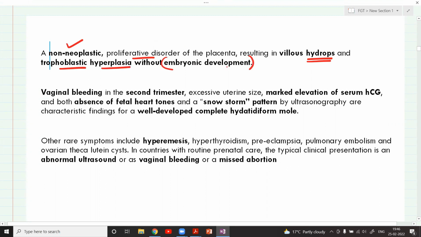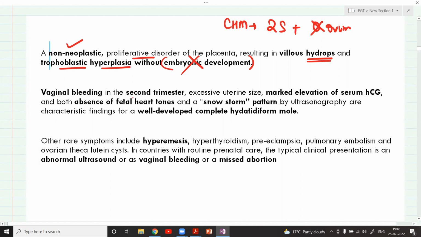Now, as I told you, in case of complete hydatidiform mole, there are two sperms, plus there is zero ovum. There is no ovum as such. So what will happen? Will there be development of any fetal parts? There will be no fetal part development because none of the chromosomes came from the mother. There is no embryonic development at all.